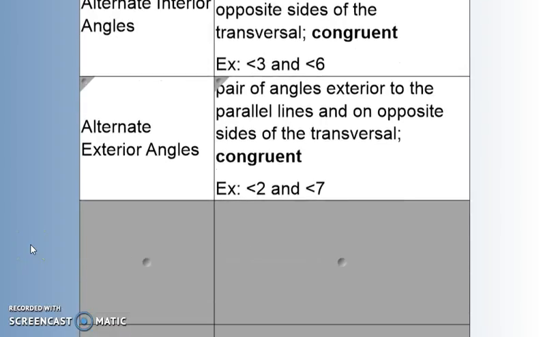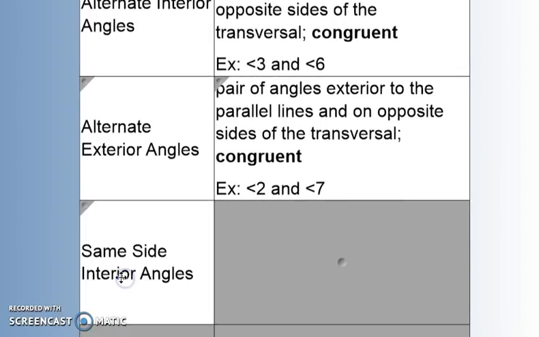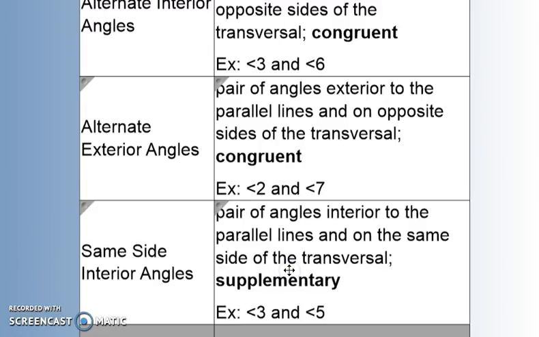Okay, the third one we're going to go over is same side interior angles. Same side interior angles are a pair of angles interior to the parallel lines, so whether we're talking about alternate interior or same side interior, the interior part means inside of the parallel lines. And for same side interior, instead of being on opposite sides, they'll be on the same side of the transversal.